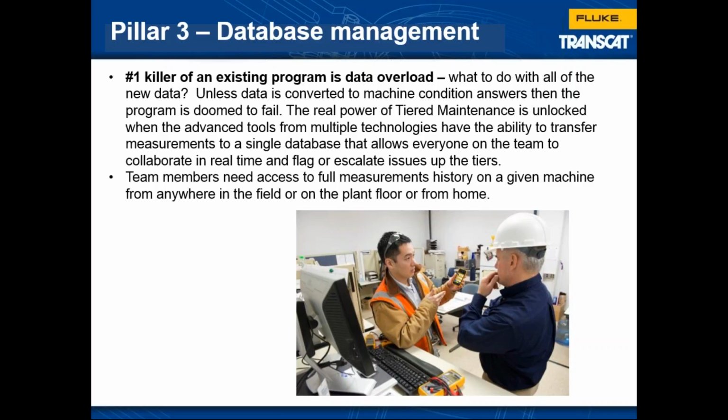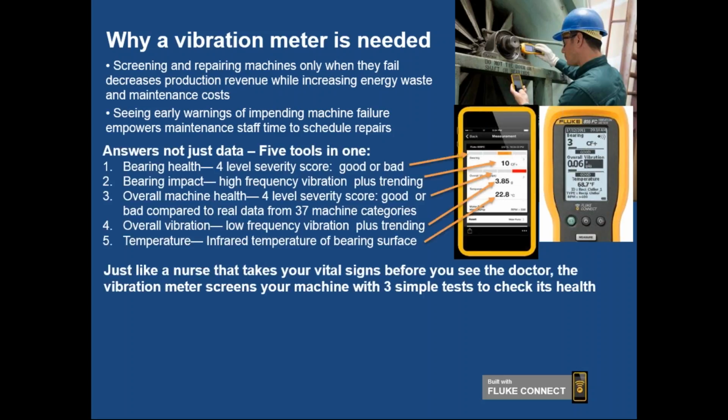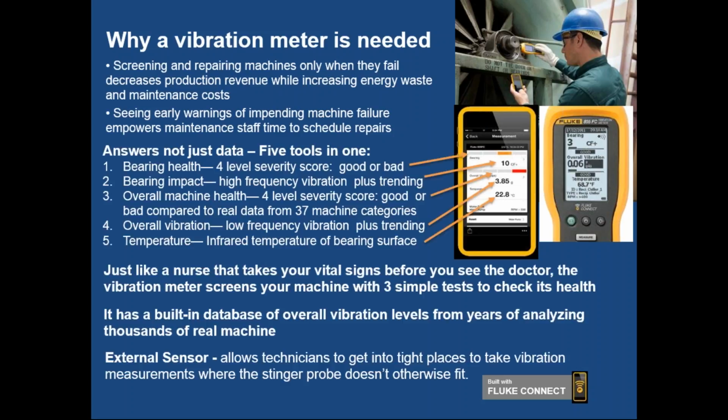All right, so last slides we'll talk about here is why is a vibration meter needed? It's to be able to screen a machine and find out if the machine is healthy. And we talked today about how the vibration screening tool is 5 tools in one. It's going to look for overall vibration, it's going to look for bearing impacting, and it's going to look for the temperature of the bearing. It's also going to give you the health of the bearing and the overall health of the machine. Just like a nurse, it's going to tell you whether the machine is good or bad.